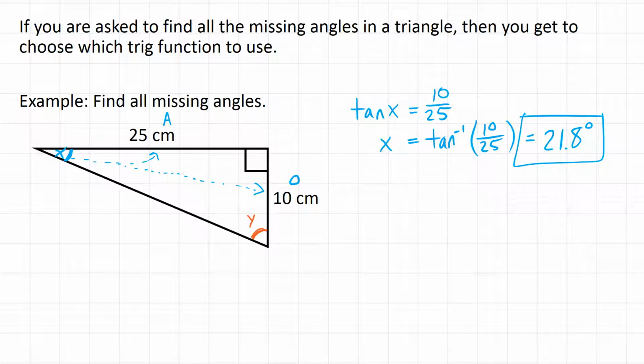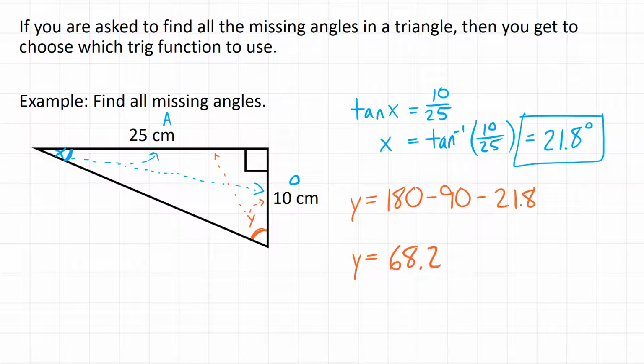I could figure out, well, I know the opposite side across from it is 25 and the adjacent side is 10, but there's an easier way, which is that angle y has to add up to 180 degrees with the other two angles. So if I know the other two angles and I just don't know y, I'll do 180, subtract the 90-degree angle, subtract angle x, and that'll leave me with y, the last angle in the triangle. And I get that angle y is equal to 68.2 degrees.